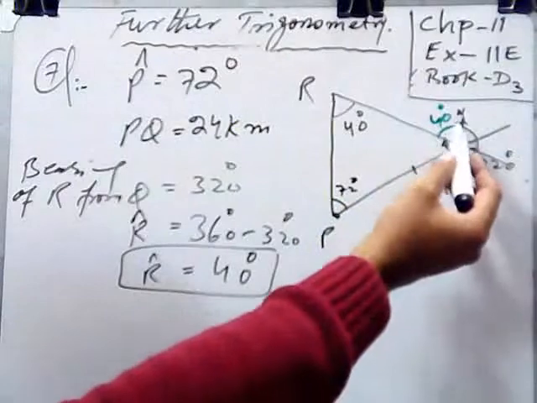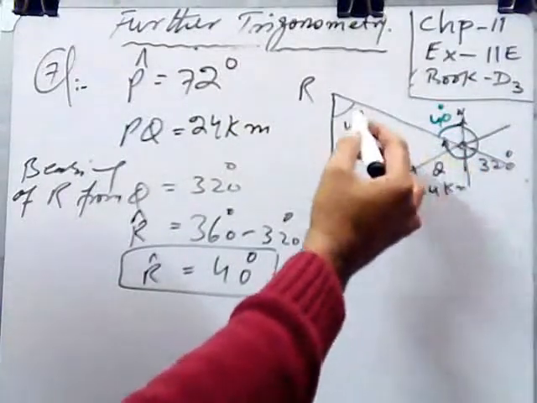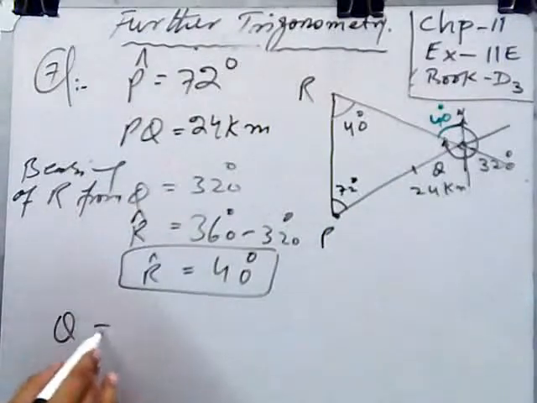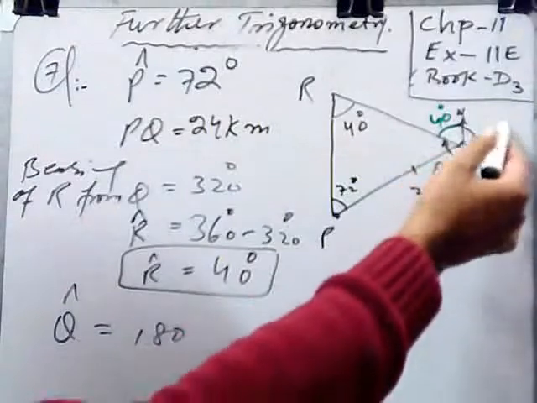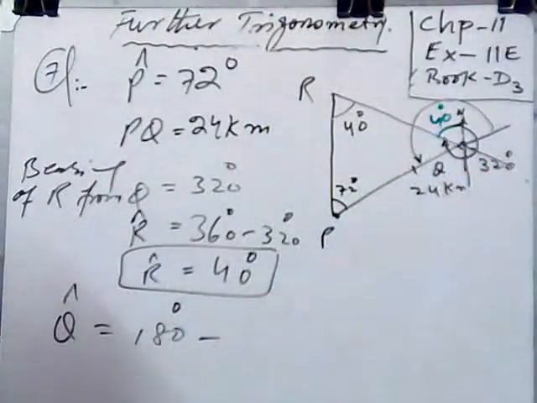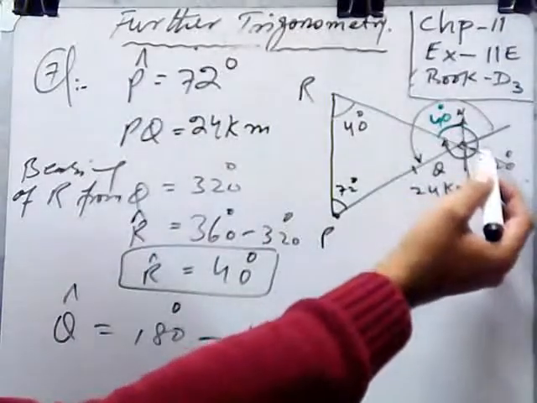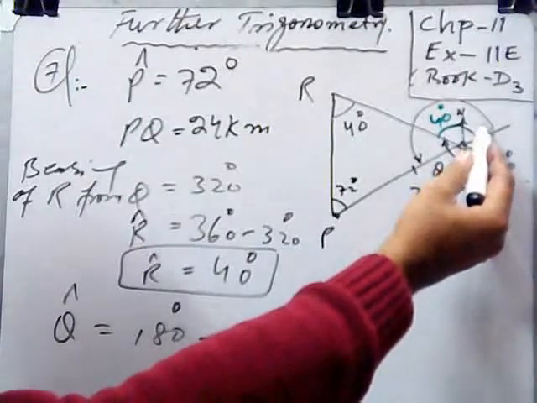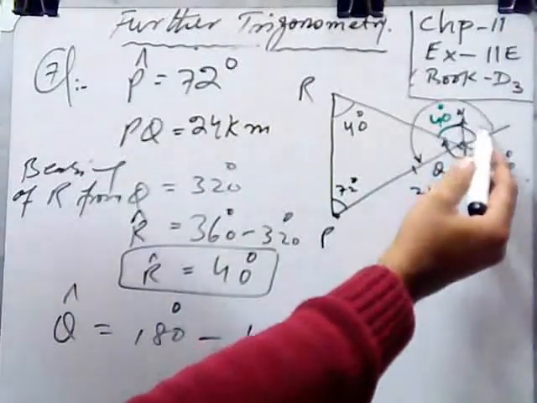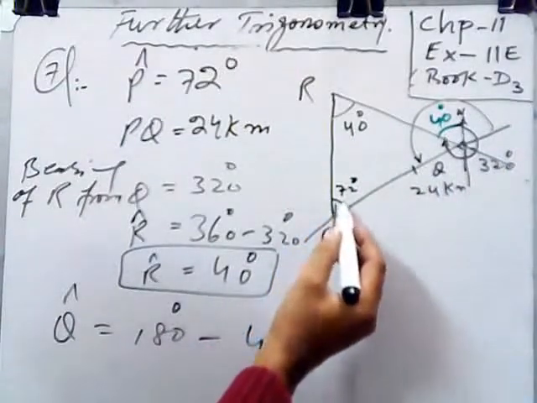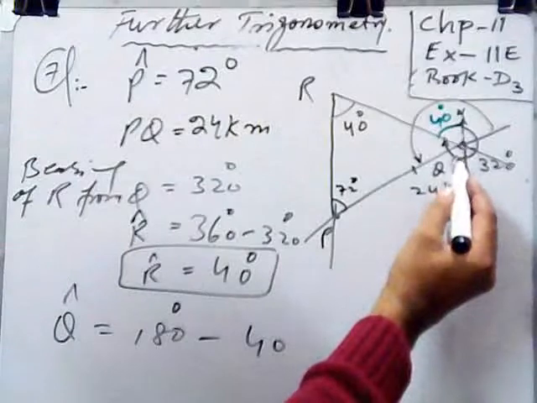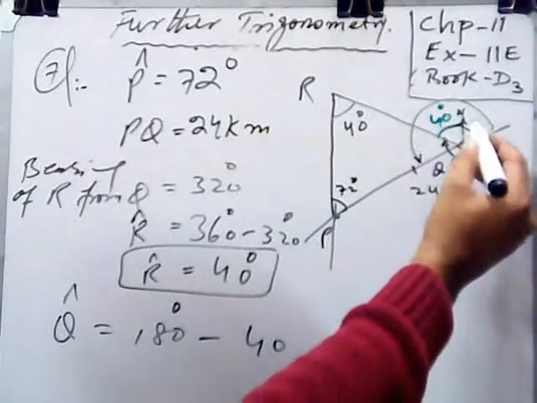Otherwise from here you can also find it, because here is your 40 degree, and these are alternate angles, and here you can find Q, that is angle Q is equal to 180. If I take the whole round, that is 180, 180 minus 40, and how much is this one, then you will get it. This one is an alternate angle, for example, if I extend this, here is your 72, so how much is this one? That is also 72, because this is the alternate angle, and it is also a vertical angle, so it is also 72.